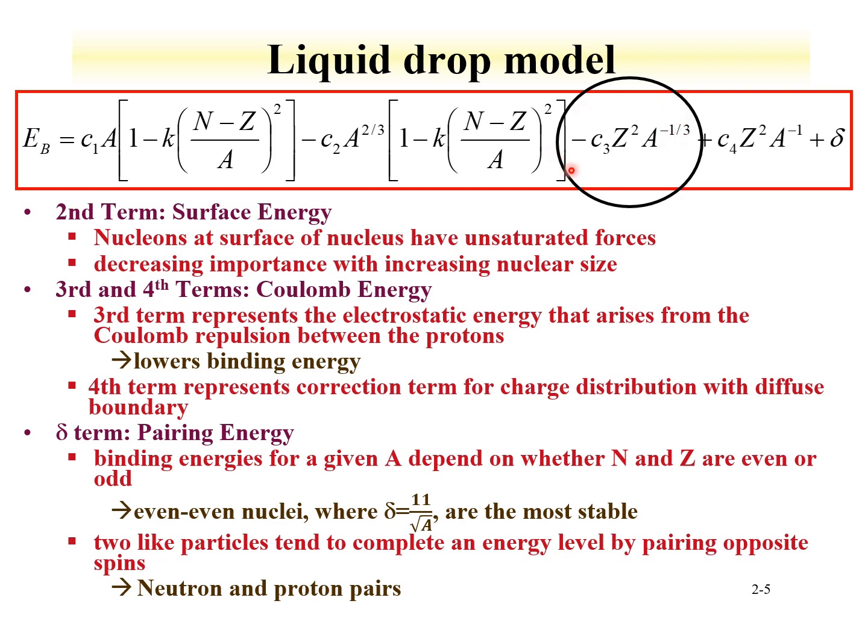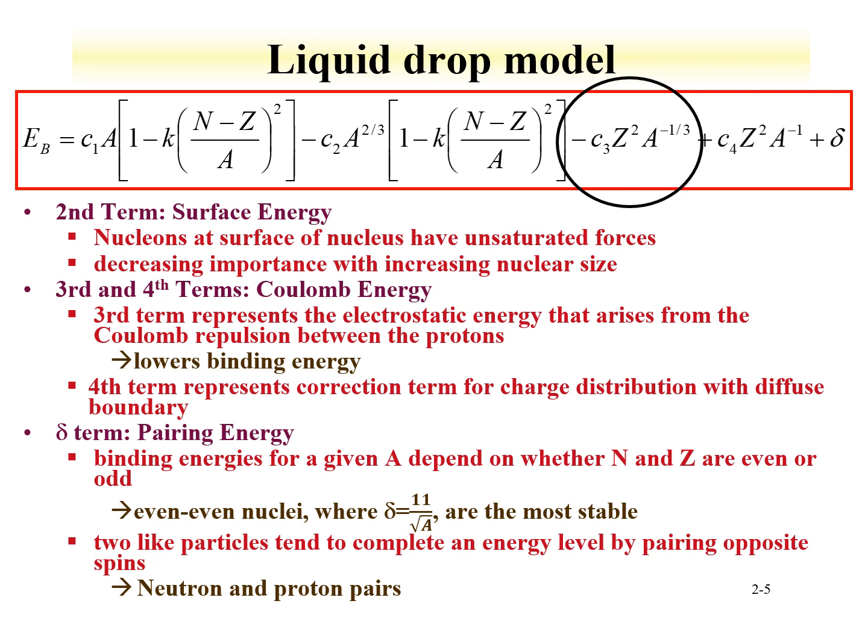The fourth term represents a correction term for charge distribution within a diffuse boundary. So now this is bringing in a recognition that the boundary of the nucleus isn't a sheer drop-off, that you get nucleon density changes close to the edge of the nucleus. And that's our fourth term that we were talking about, the Coulomb.